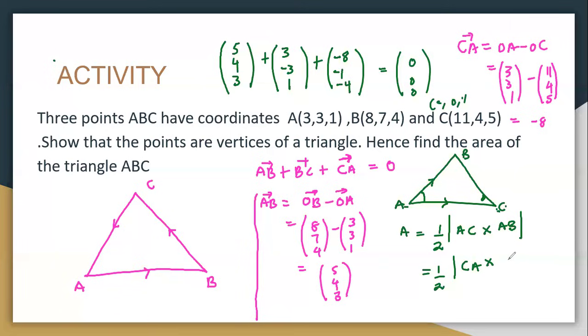Another person can say, for me, I want it that side. So you can have BA cross BC. You get the same answer. So wherever you want, please go on and do. Okay, Dr. Peace.